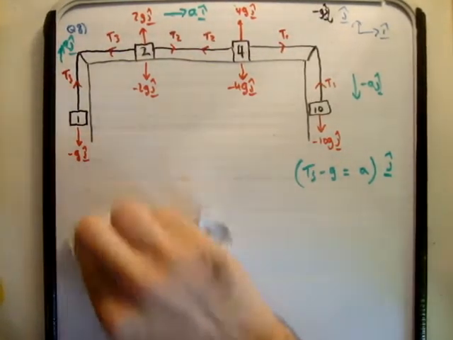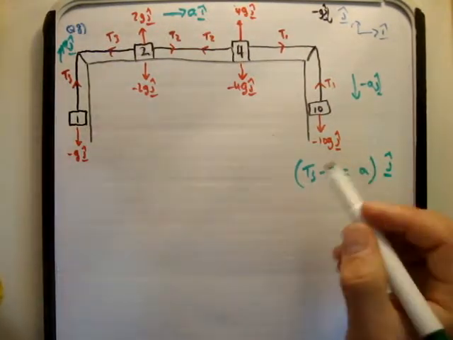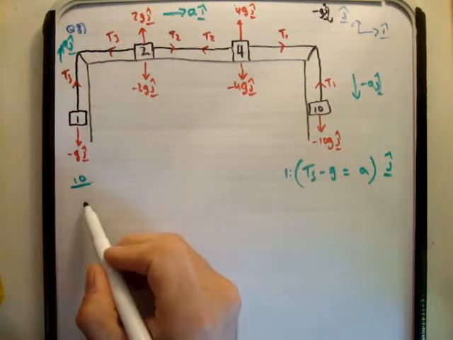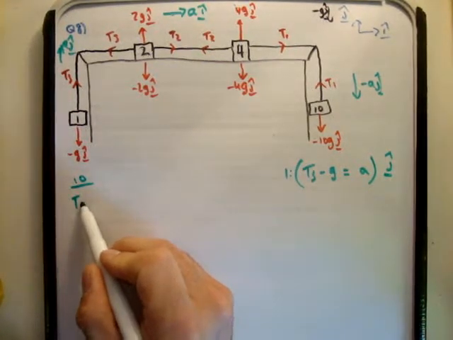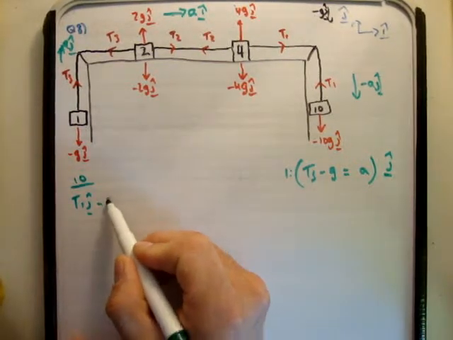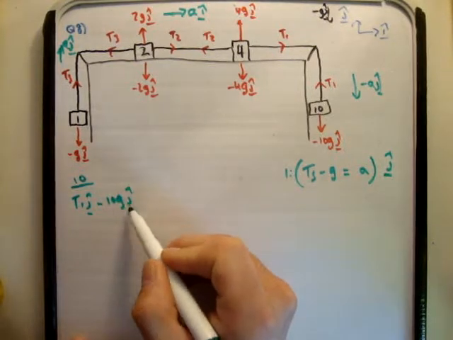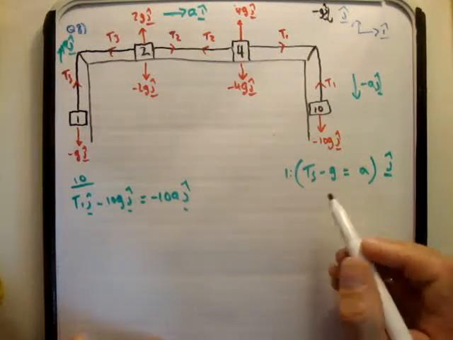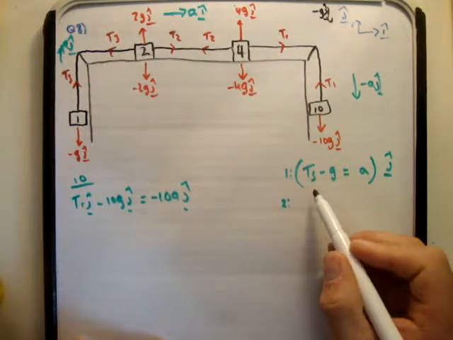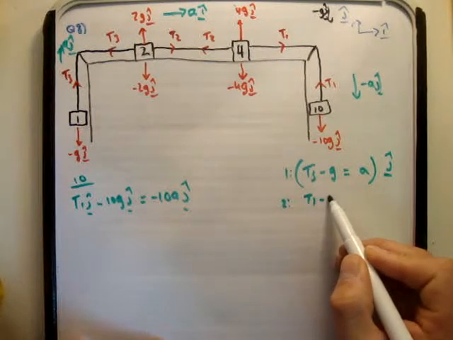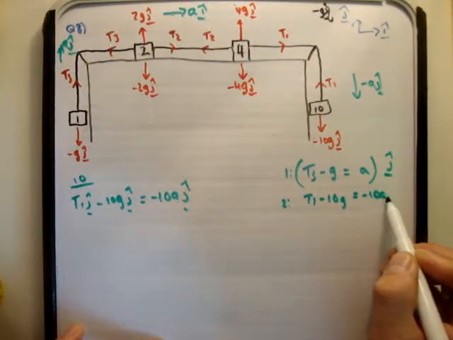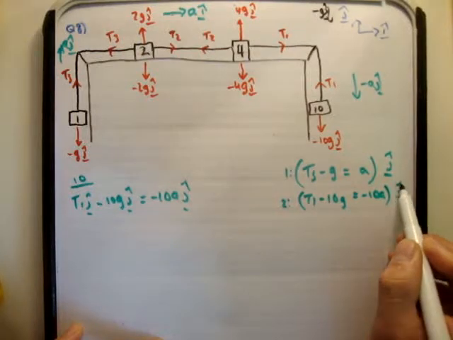I'm going to do the same thing for the 10 kilo mass now. So the 10 kilo mass, it's going to be T1 j hat minus 10g j hat is equal to negative 10a j hat. So just rearrange that. We're going to get that equation 2 is T1 minus 10g is equal to negative 10a, and this is all in the j hat direction.